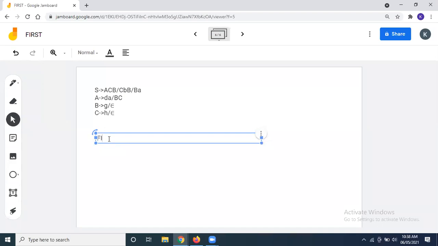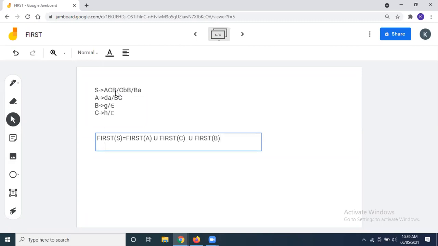So first of S equals first of A. If first of A has epsilon, you should not include it. With that, you take the union of first of C, union first of B. So this is there now.